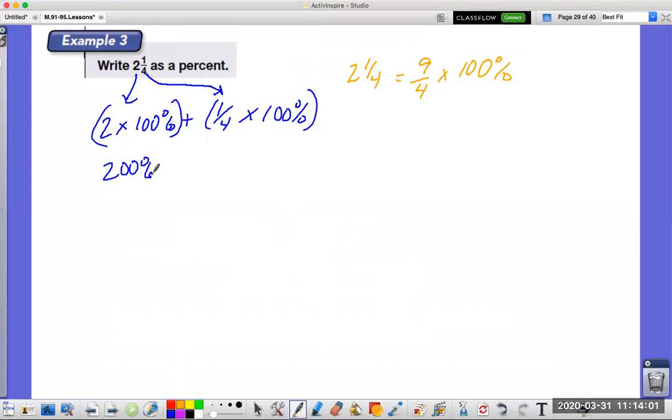200% is what that equals. Plus, what's this? Well, I can see that this would be over 1, and then 100 divided by 4 is actually 25. And that'd be 25%. This would be canceled out to be 1. And you'd have 1 times 25 in the numerators, which is 25, and 1 times 1 in the denominators, which is 1. So all you'd be left with is 200% plus 25%.